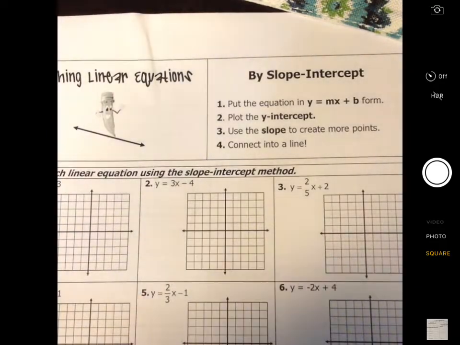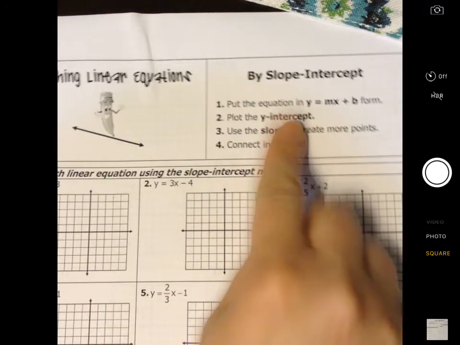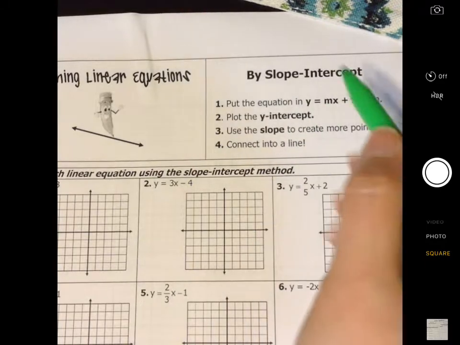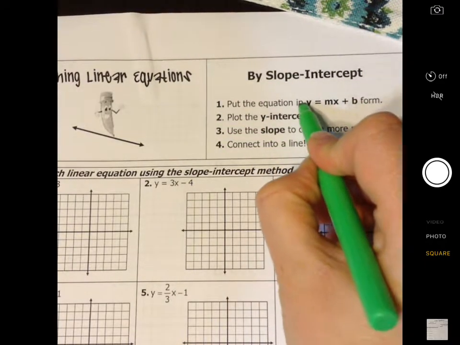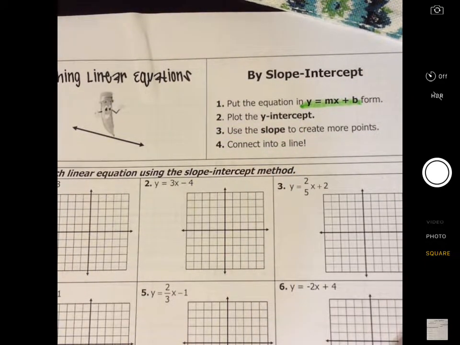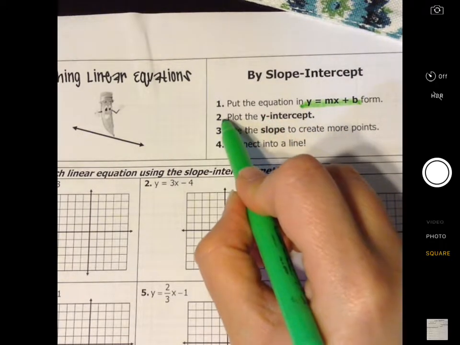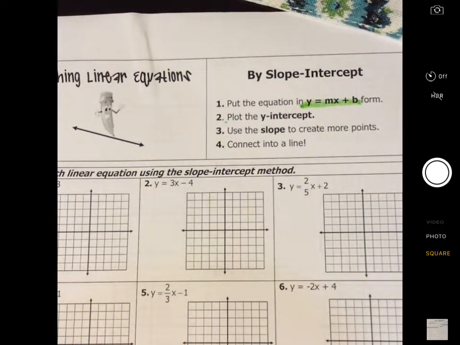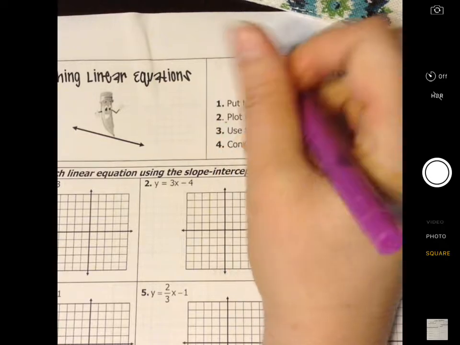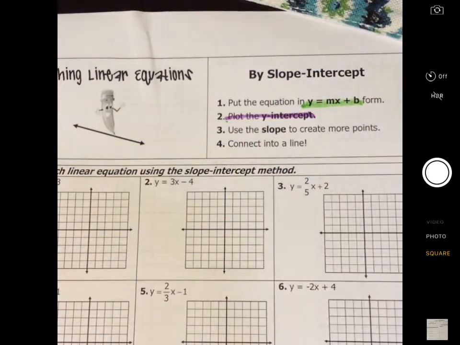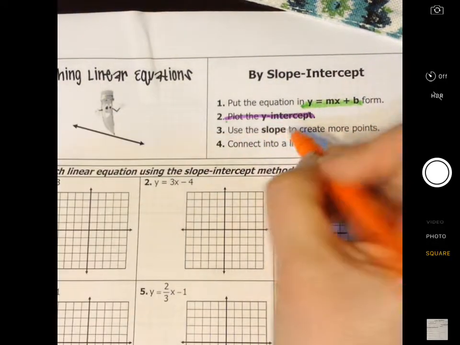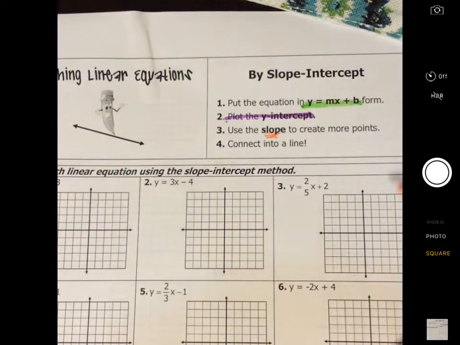Okay, today we will be graphing linear equations. So we're going to be following the steps here. It says you need to make sure that you first always put it in slope-intercept form. You need to plot your y-intercept first. You then use your slope to create more points.